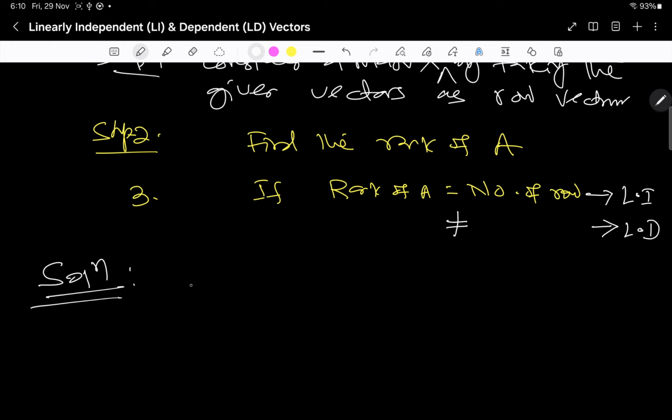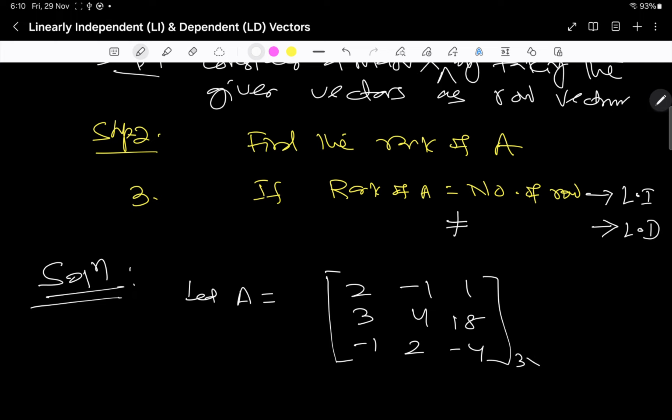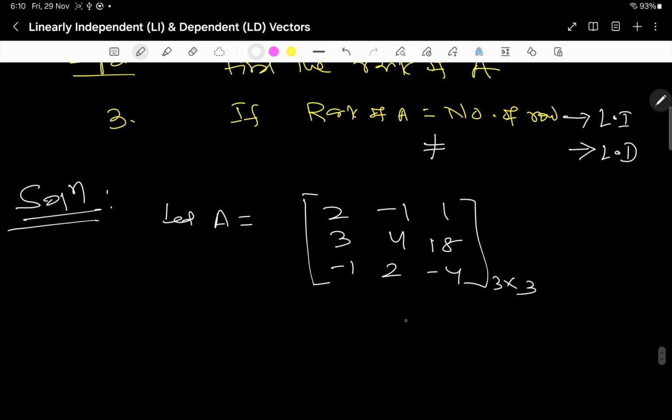So here what is the matrix? Let A be equal to 2 minus 1 1, 3 4 18, minus 1 2 minus 4. So I consider this matrix. This is a 3 cross 3 matrix. What should be its rank? The rank has to be at most 3 and minimum 1, as it is a non-zero matrix.